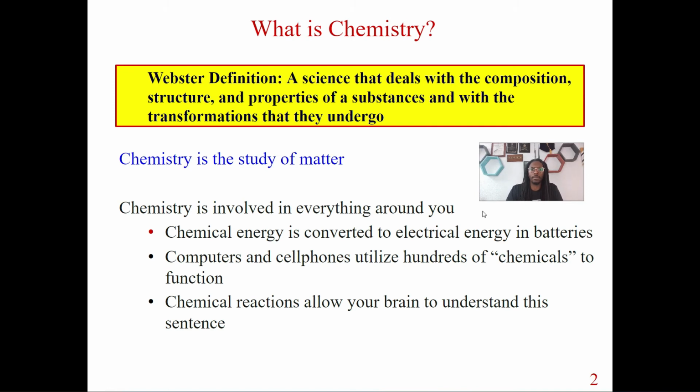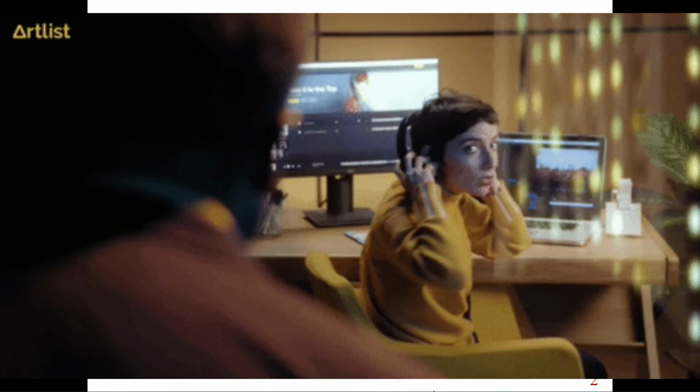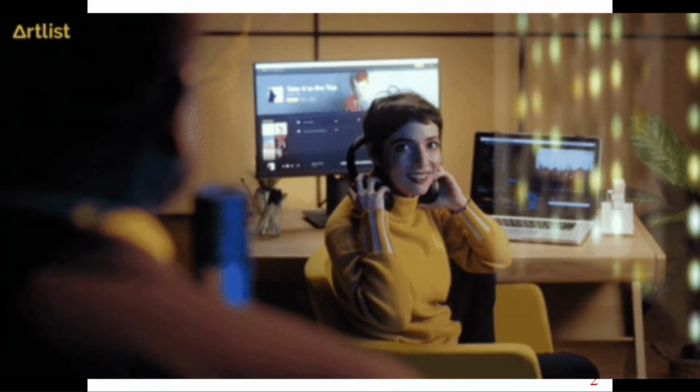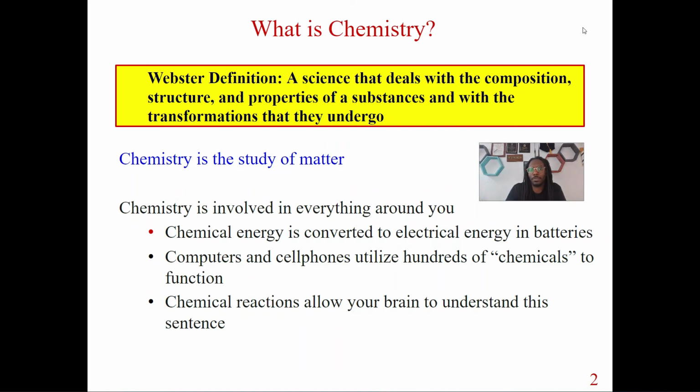Now, the reason why I say matter, let me just give that definition quickly: matter is basically everything. We have to think of matter as being everything. I'm going to go into details on exactly what that means, but think of matter as everything. So if matter is everything, that means chemistry is the study of everything. Let me say that one more time: chemistry is the study of everything.